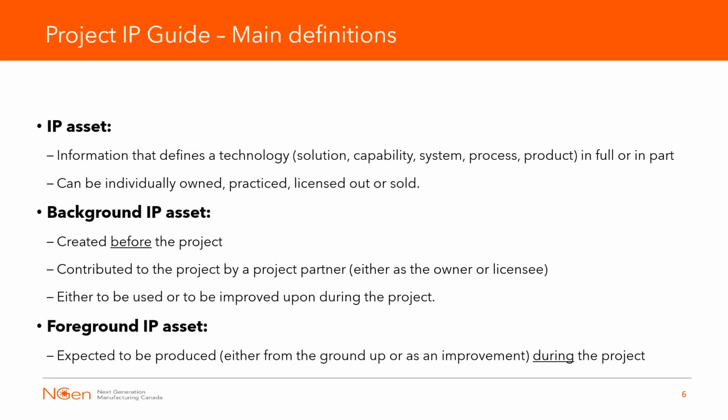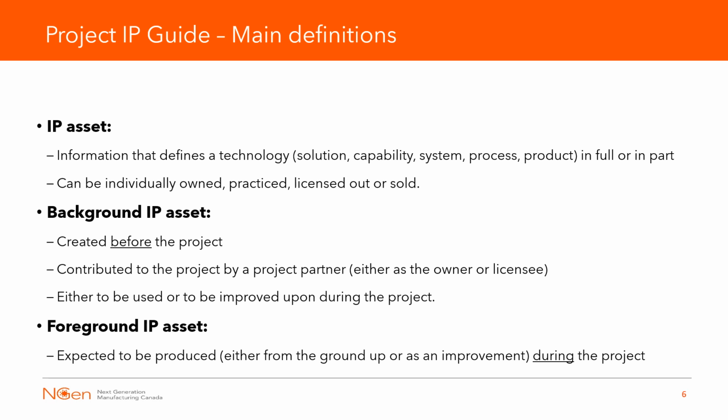Next, let's have a look at some of the key definitions provided in the Project IP Guide. First, an IP asset is a body of information that defines a technology, for example, a system, a process, or product, in full or in part. Some technologies can be broken down into several assets on the basis that each can be individually owned, practiced, licensed out, or sold. A background IP asset is an IP asset that is created before the project, and that is contributed to the project by a partner for it to be either used or improved upon during the project.